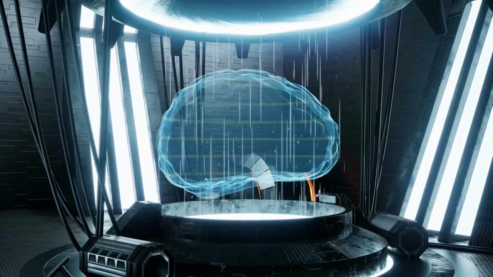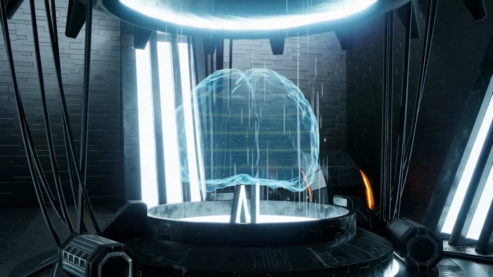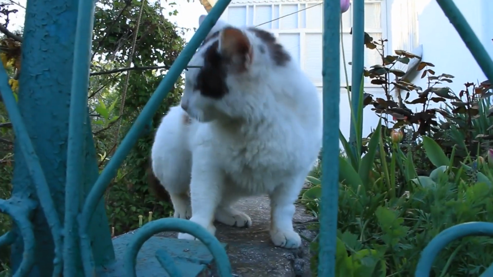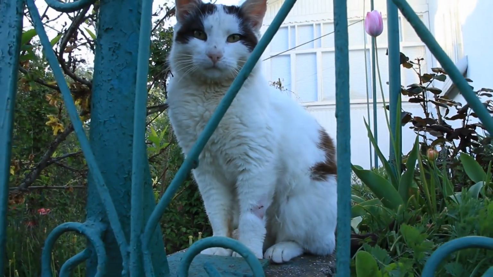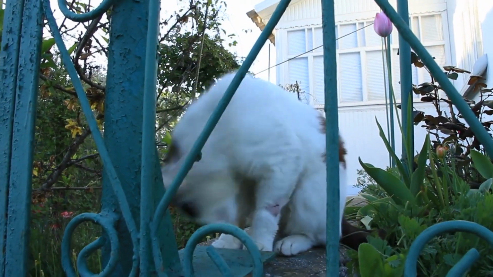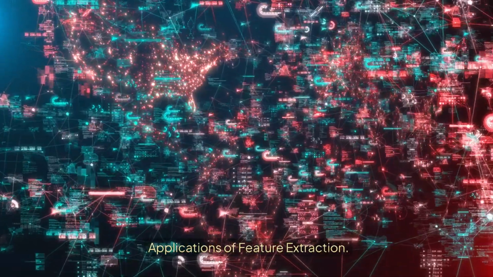They can extract complex features, such as hierarchical representations of objects. For example, a CNN might learn to recognize a cat by first detecting edges, then shapes, and finally, the overall structure of the cat. This hierarchical approach allows CNNs to learn highly discriminative features. The beauty of deep learning is that it can learn these features directly from the data, without the need for manual feature engineering.